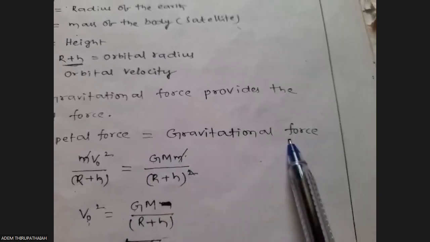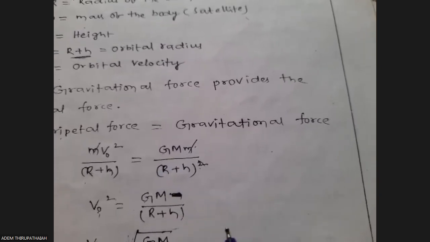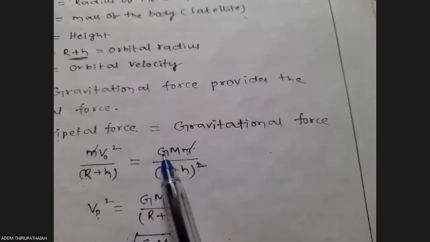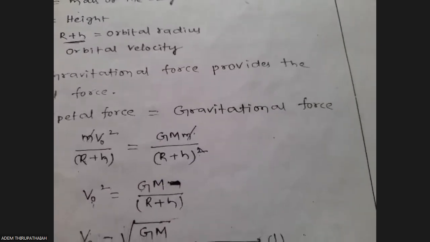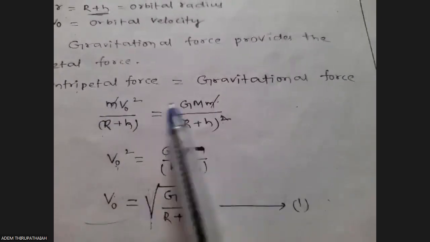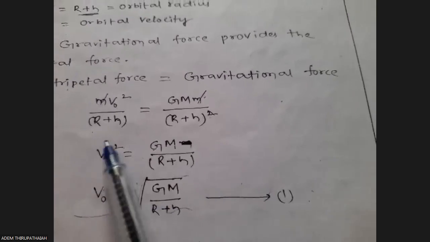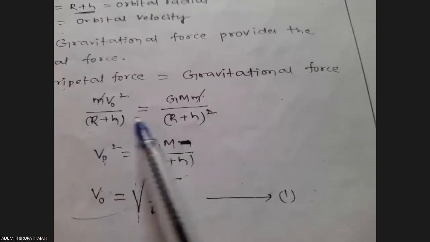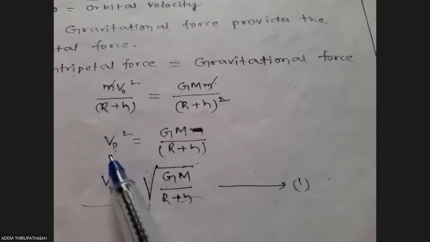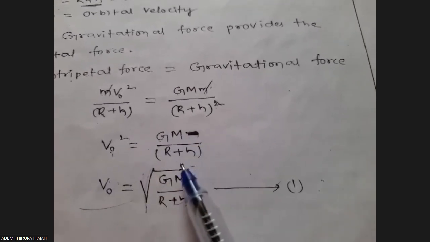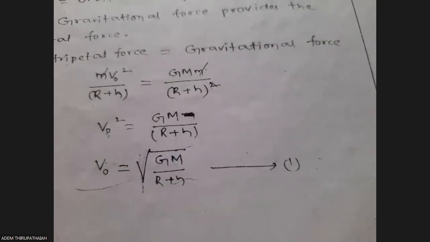Again, capital G. It is the gravitational force, Newton's law of gravitation. So capital G, capital M, small m by R plus H whole square. Now small m cancels. R plus H whole square and one R plus H cancels. The remaining part: V naught square is equal to capital G capital M by R plus H. V naught equals under root G M by R plus H.